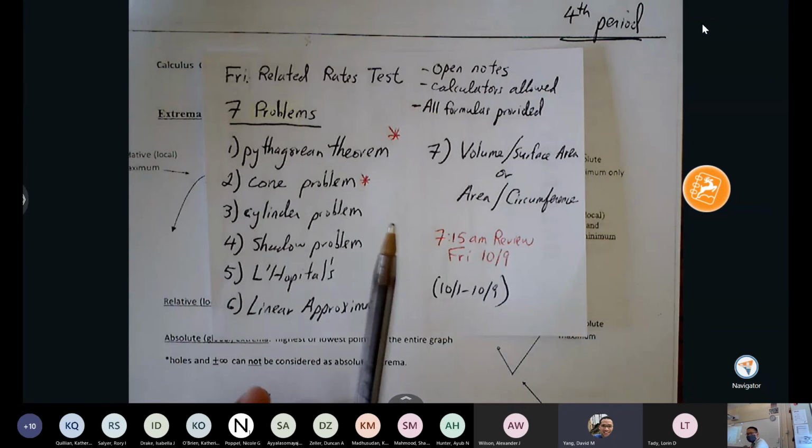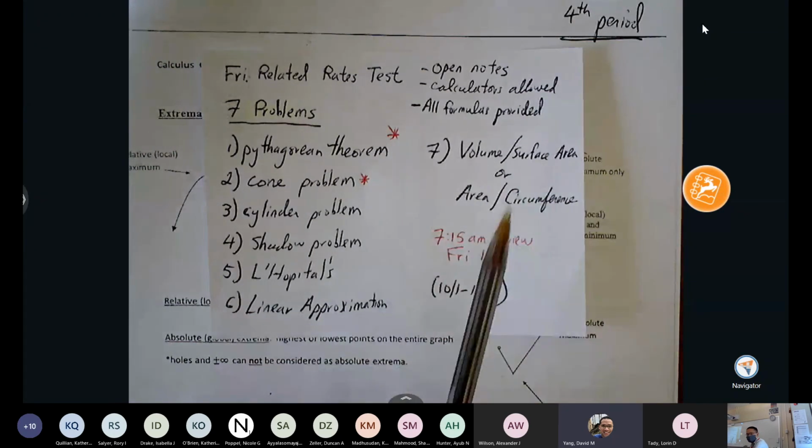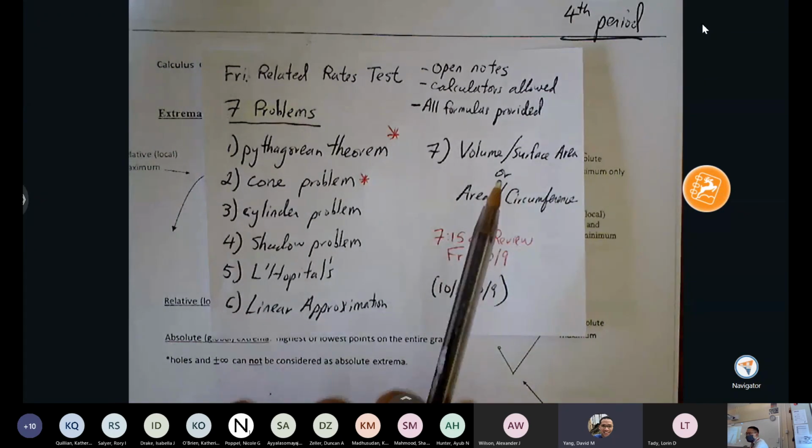Fourth period is a little bit longer. Tomorrow, the test is going to be released when the bell rings. You have an hour to take the test, and 10 minutes to turn it in afterwards.